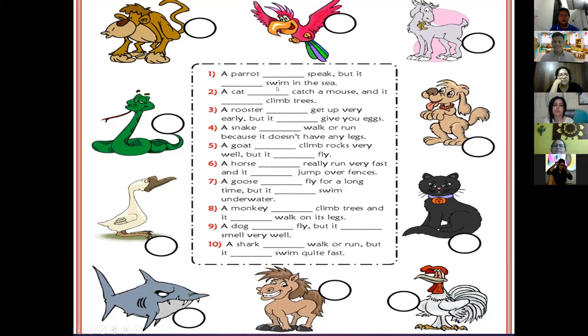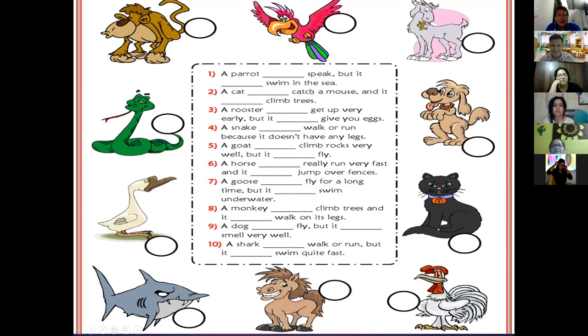Swim is like an ability, right? Positive or negative? Negative. Okay, entonces quedaría parrot can speak, but it can't swim in the sea. Okay, really good. Ya les ayudé con la primera. Okay, now you did it right. Really good. Okay, continue with the second one.